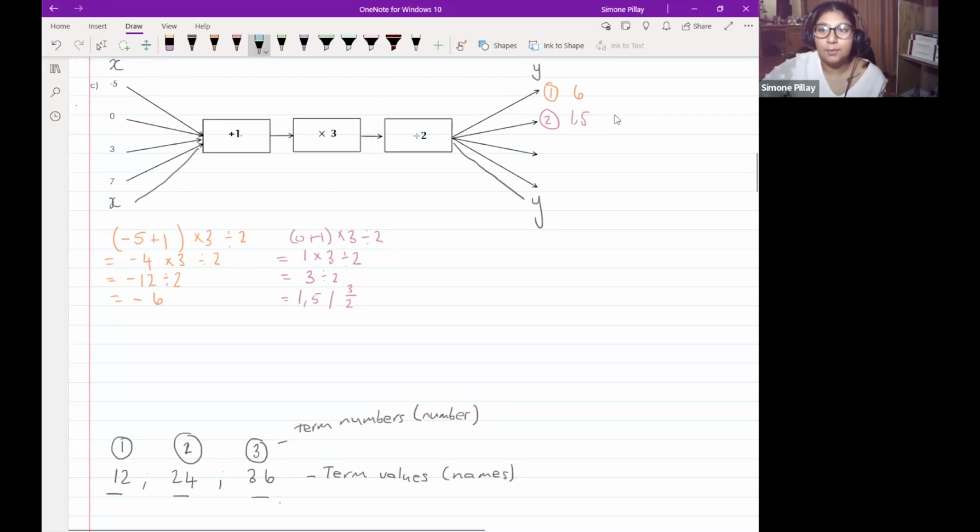Let's calculate number 3. Oh, you had a skull on your keyboard. Okay.